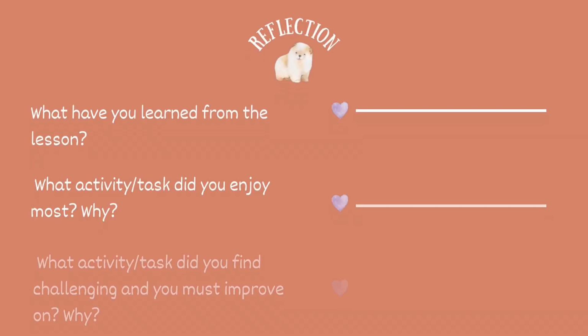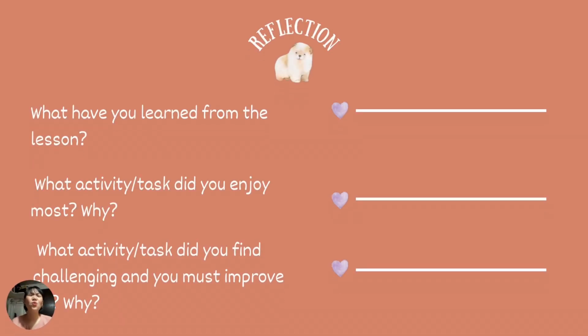So let's move on to the reflection. What have you learned from the lesson? What activity or task did you enjoy most and why? What activity or task did you find challenging and you must improve on? Why? Okay, so write your reflections and your answers on your yellow sheet of paper.